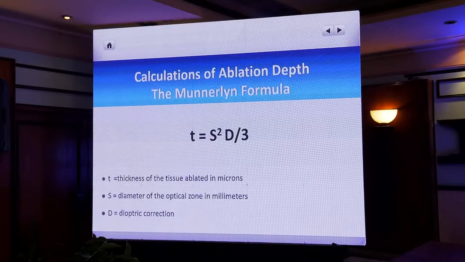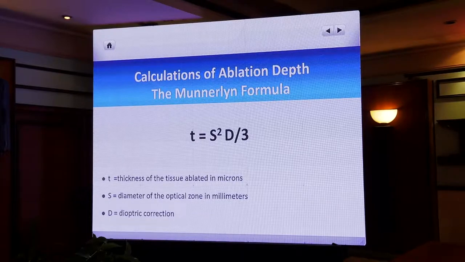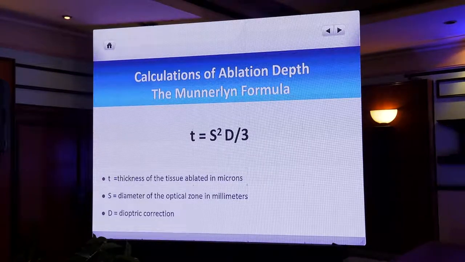So the basic calculations, I'm sure most of you have heard about Munnerlyn's formula. Munnerlyn's formula works on the thickness of the tissue ablation, or the amount of tissue that you want to reduce, which depends on the amount of treatment and the optical zone. The bigger the optical zone you want to make, the more tissue you have to remove. But you have to be very careful.